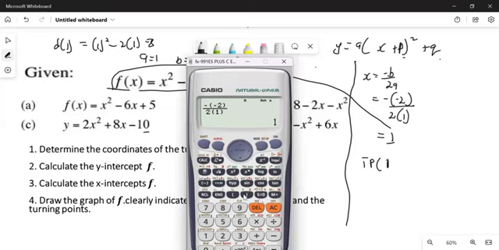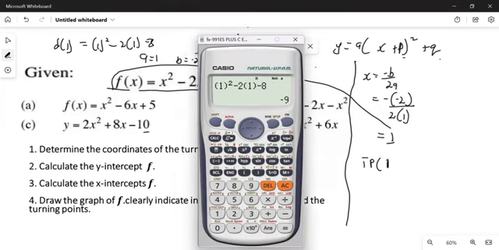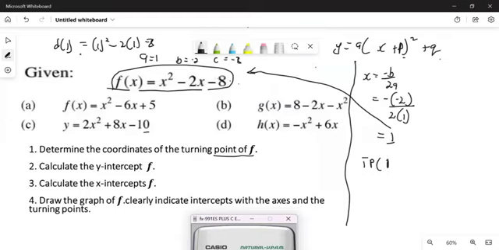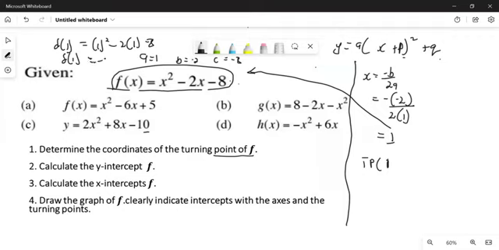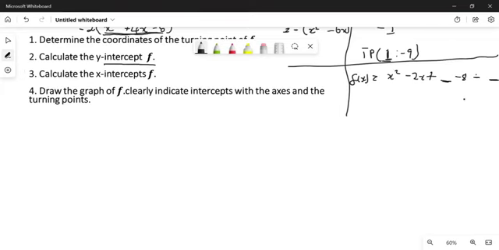Then you type it in your calculator: open bracket 1 all squared minus 2 multiplied by 1 minus 8. If you press equals, what do you get? Minus 9. So when x is 1, our y is minus 9. Again, we got the turning point.